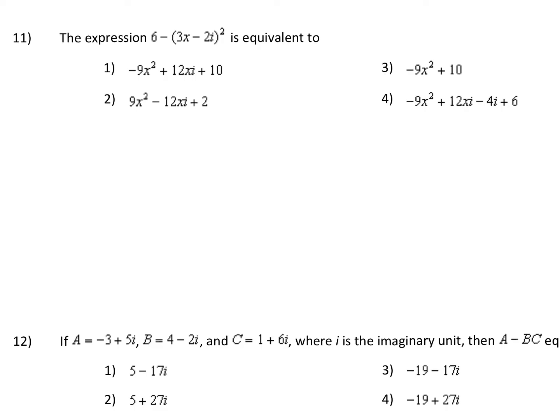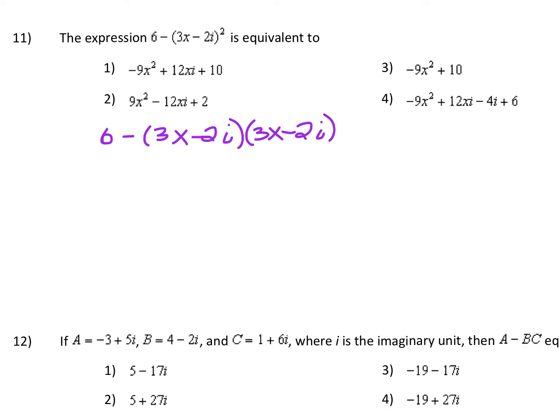And this one is pretty much the same thing. It's asking us which of these this expression is equivalent to. Okay, so again, just like the last one, we have an expression being squared. So that means we're going to write it out twice. So let me first bring down the 6 minus, and then I'm going to write the 3x minus 2i twice. Okay, so we have 2 of those being multiplied together.